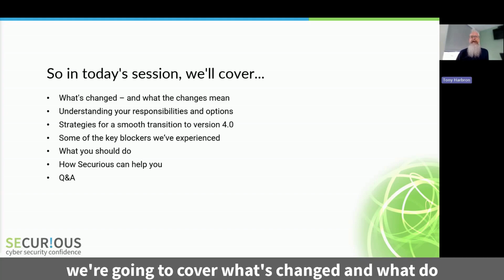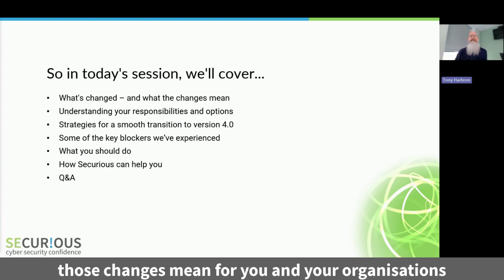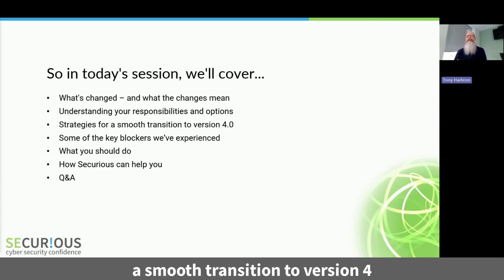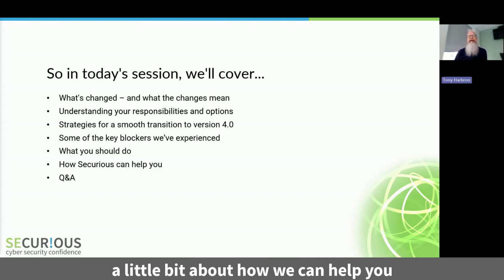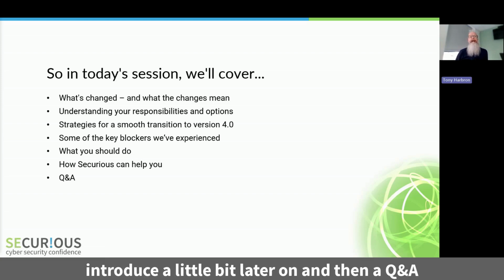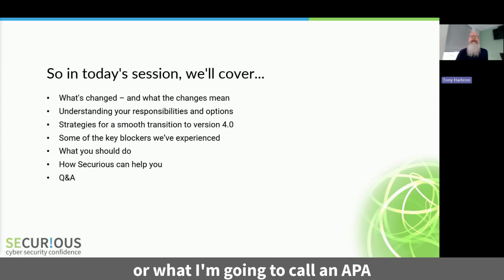Specifically in today's session, we're going to cover what's changed and what those changes mean for you and your organizations. Help you understand your responsibilities and options. We're going to talk about strategies for a smooth transition to version 4. We've obviously had quite a lot of experience in the field now, so we can talk about some of the key blockers that we've experienced, guidance on what you should do, a little bit about how we can help you, including a brand new free tool that I'm going to introduce a little bit later on, and then a Q&A, or what I'm going to call an APA, which is an Ask Pete Anything.